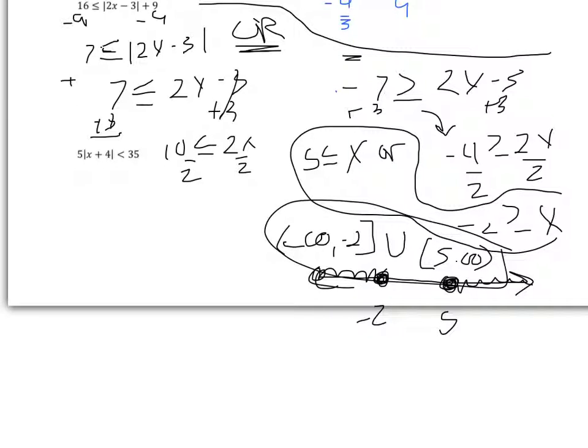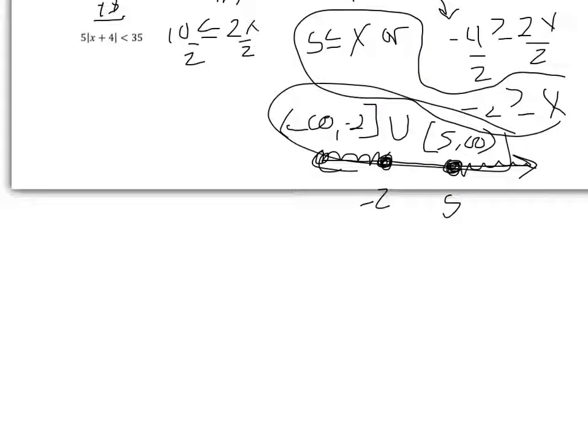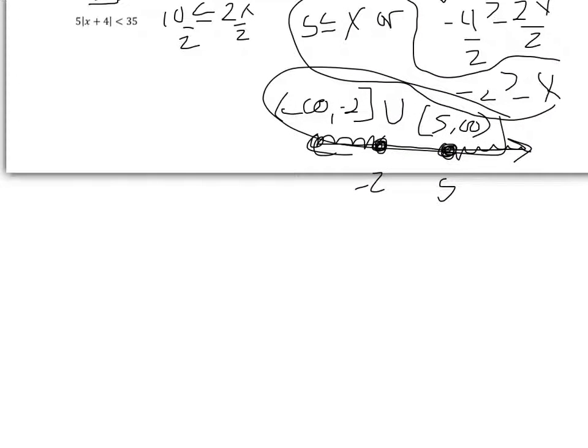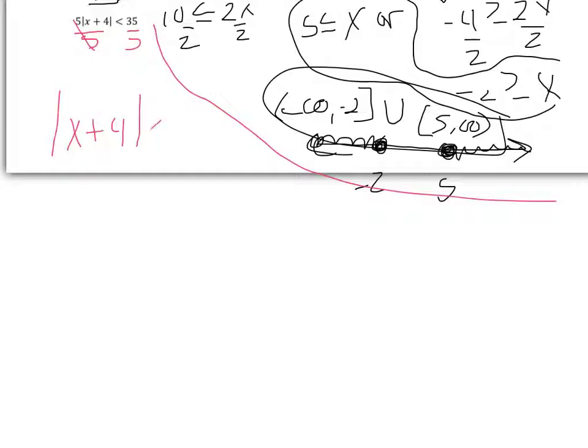So the last one we have right here, I'm going to go down here to do this. Alright, so we want to isolate the absolute value, so I'm going to divide both sides by 5. Okay, because we want to do that. So 5 cancels here. And the absolute value of x plus 4 is less than 7. Now, we have the absolute value less than a quantity, so this is going to be an AND problem. Okay, so an AND problem.